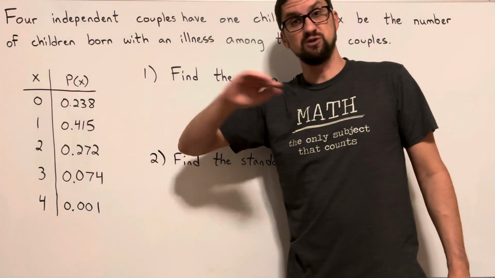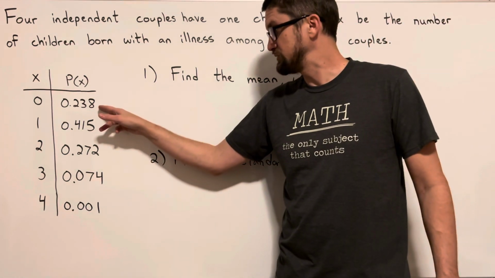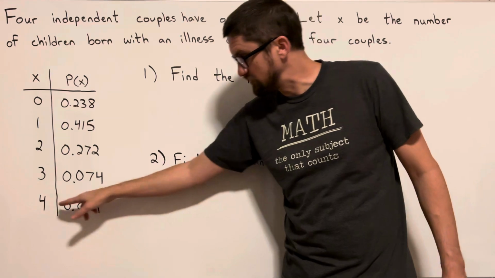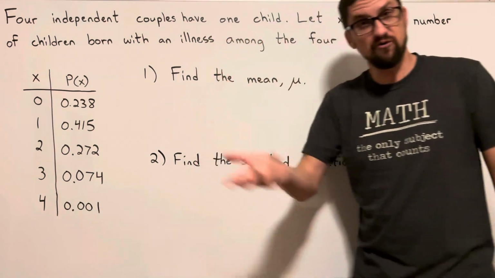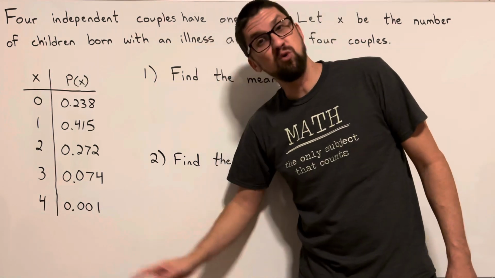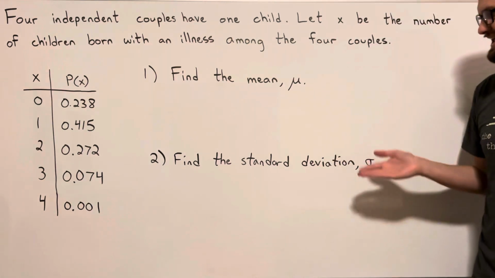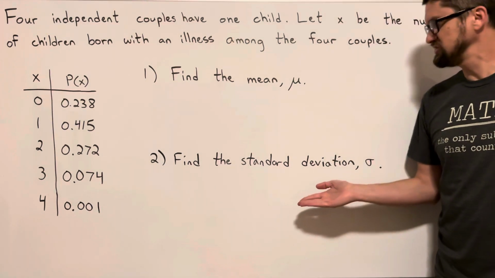0 is the situation where none of the children have the illness. That probability is 0.238, and it goes all the way up to 4. 4 would be all 4 of the children have the illness, and that corresponding probability is 0.001. This problem wants us to calculate the mean and the standard deviation.